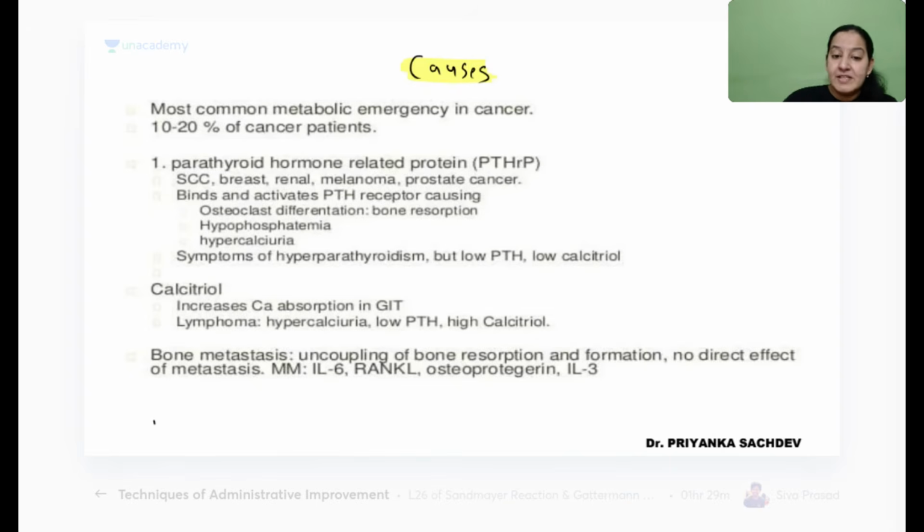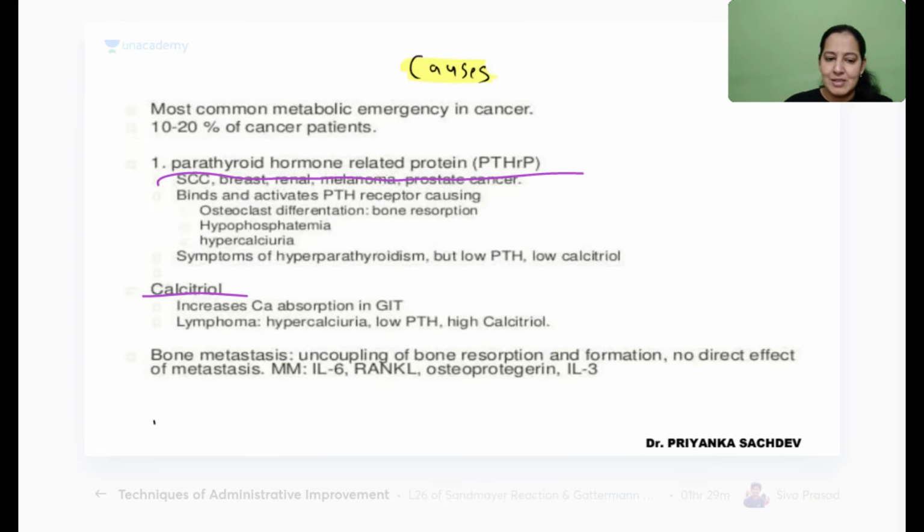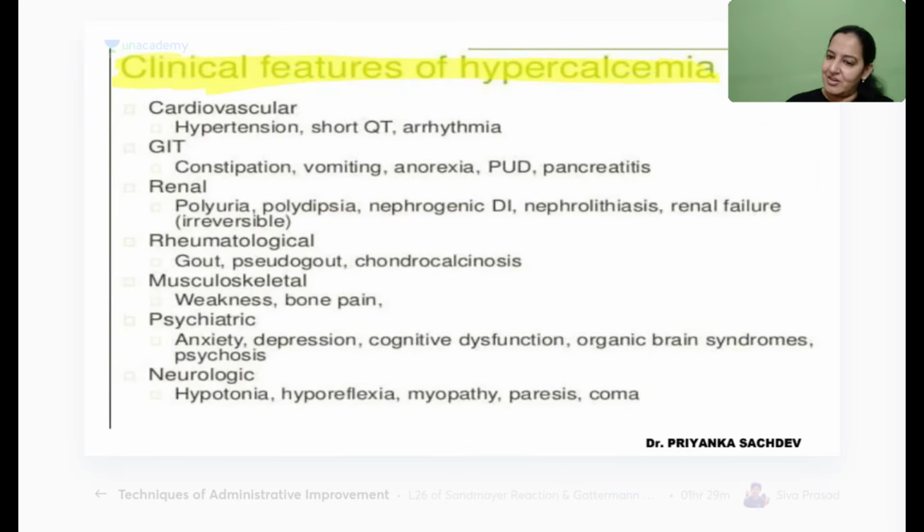Hypercalcemia is due to secretion of parathormone-related substance and also due to calcitriol, secretion of vitamin D. Some tumors secrete vitamin D in the blood. So either parathormone or vitamin D. Done. You know the names of the tumors. You can read on your own which tumors are secreting it. Clinical features: if calcium in blood increases, what will happen? Normal calcium levels are 9 to 11 milligram. If it goes above 11, what will happen?